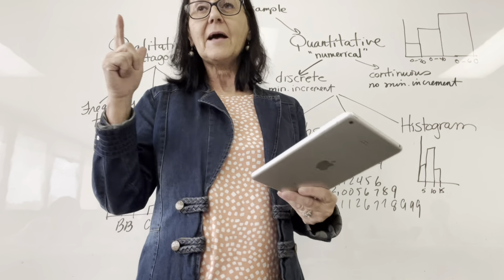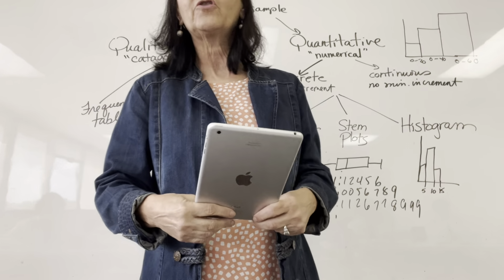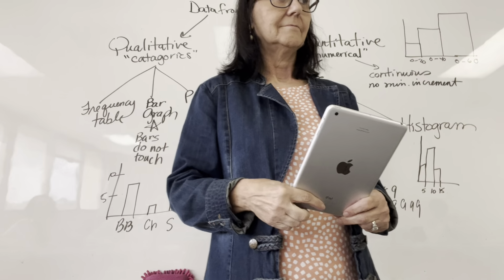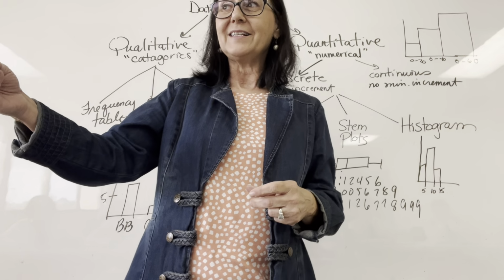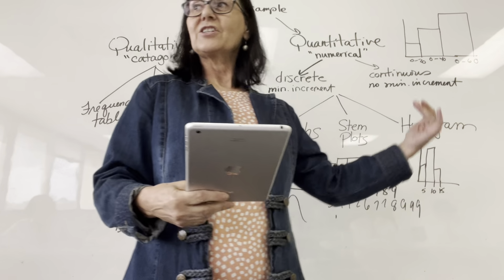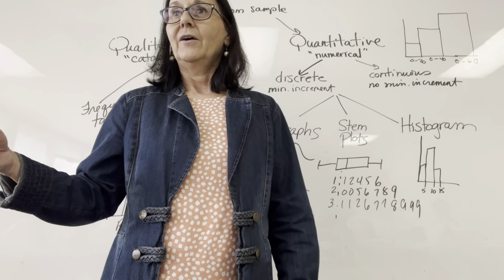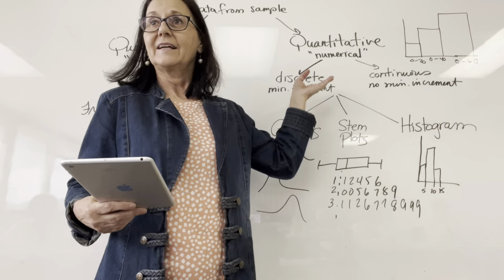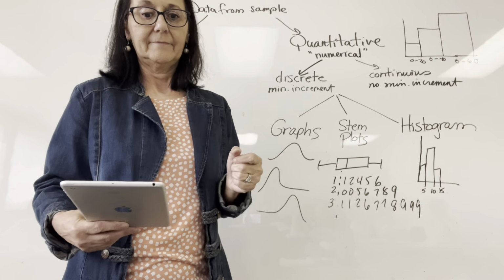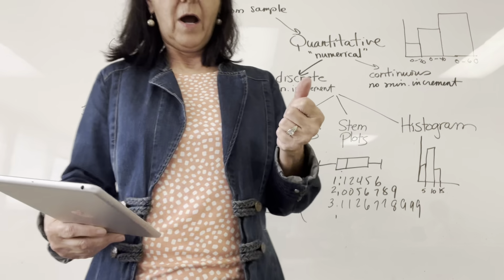Okay, I have some that are not in your book. What about the number of questions answered correctly on a true-false test? Qualitative. What? No, it's quantitative. The number of questions is quantitative. Is it discrete or continuous? It's discrete because every question is one question. It would count as one, unless you get partial credit. All right? There is a minimum increment of one.